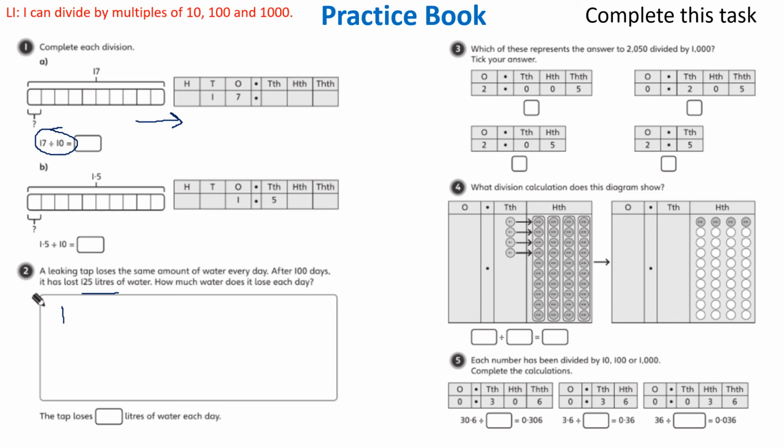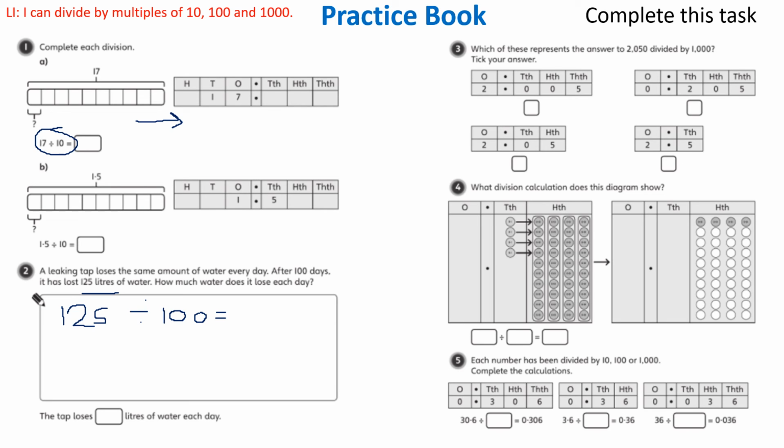So we need to do 125 divide by 100 to work out how much water it is losing every day. And you can do that one. Question 3. Which of these represents the answer to 2.050 divided by 1,000? So you need to work out what 2.050 divided by 1,000 is and what the answer would be.